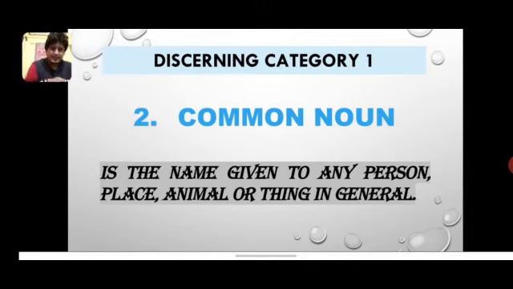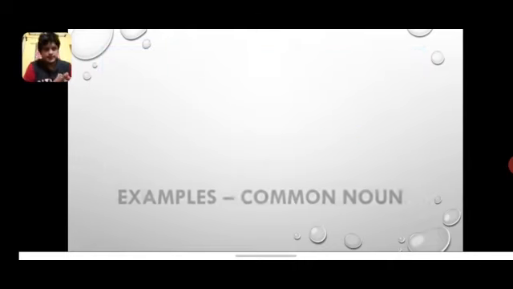It is the name given to any person. It's generalized here, any person. But in proper noun, it was a specific person, if you remember. So it is the name given to any person, place, animal, or thing in general. All right, let's see a few examples here.